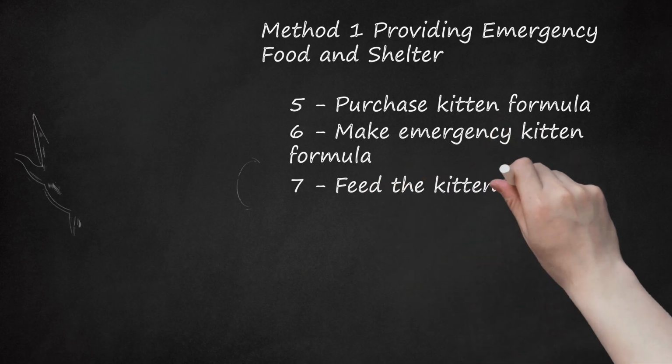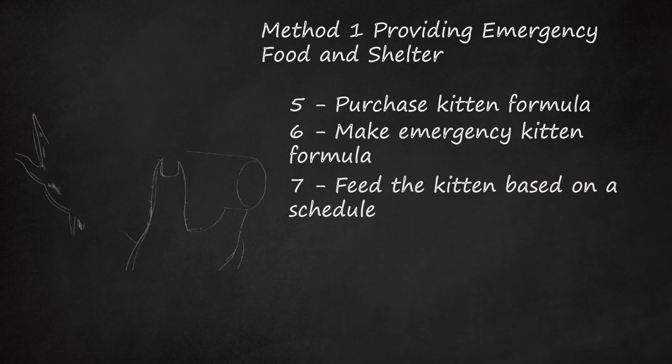7. Feed the kitten based on a schedule. Kittens need to be fed as often as every 2 hours, depending on their age. Kittens also need to be fed while on their tummies, with the bottle upwards but at a slight angle. The milk you feed a kitten must also be warmed up, but not hot.